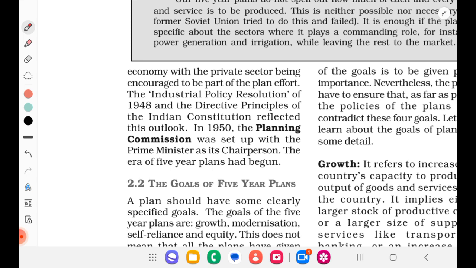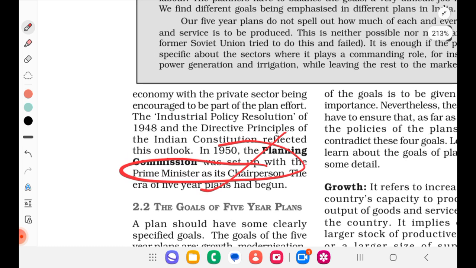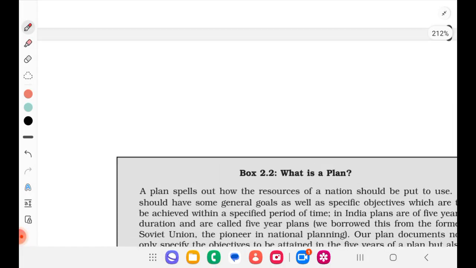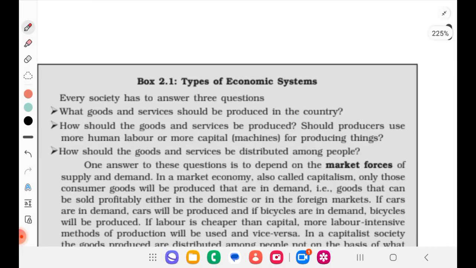The Industrial Policy Resolution of 1948 and the directive principles of the Indian Constitution reflected this outlook. In 1950, the Planning Commission was set up with the Prime Minister as its chairperson. The era of 5-year plans had begun. Okay? So before getting into it, we'll just see these boxes.